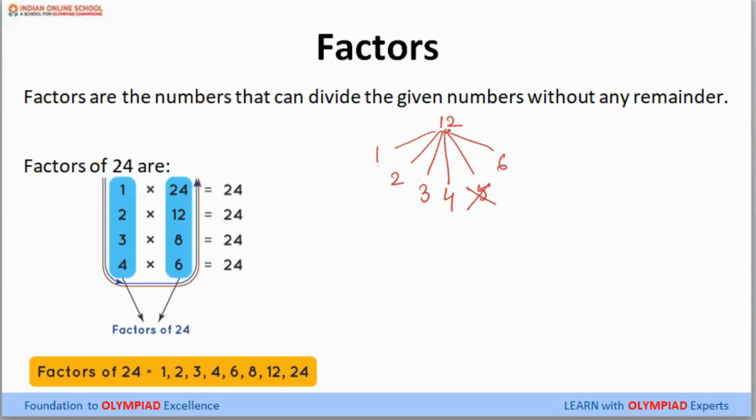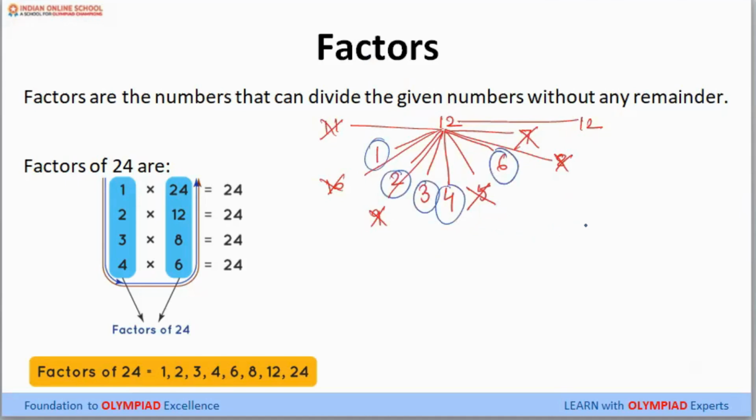Does 12 come in the table of 6? Yes. Of 7? No. Of 8? No. Of 9? No. 10? No. 11? No. Of 12? Yes. So now we will stop. What are the factors? 1, 2, 3, 4, 6, 12. So 1, 2, 3, 4, 6, and 12 are the factors of 12.